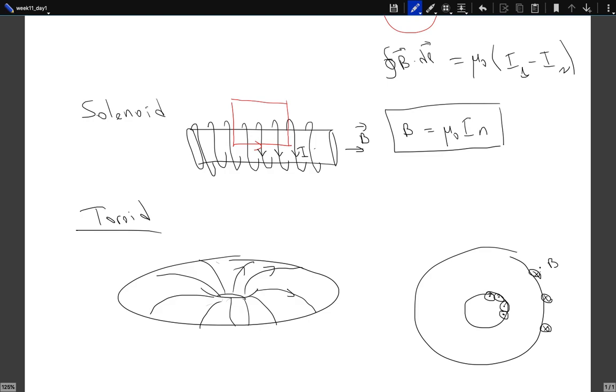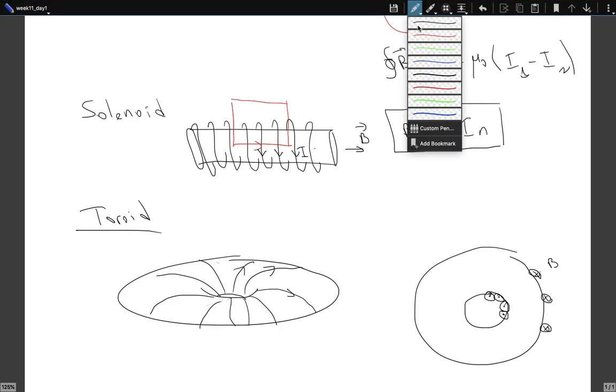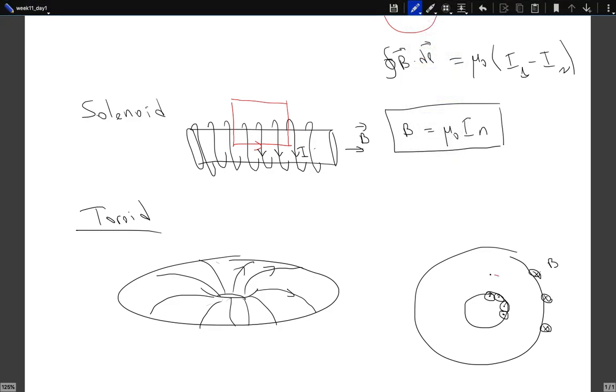Well, point your thumb along any wire, then your other fingers will show you the direction of the magnetic field. So the magnetic field will look like this. Magnetic field lines. They will be just circles. So this is not B, that is I.